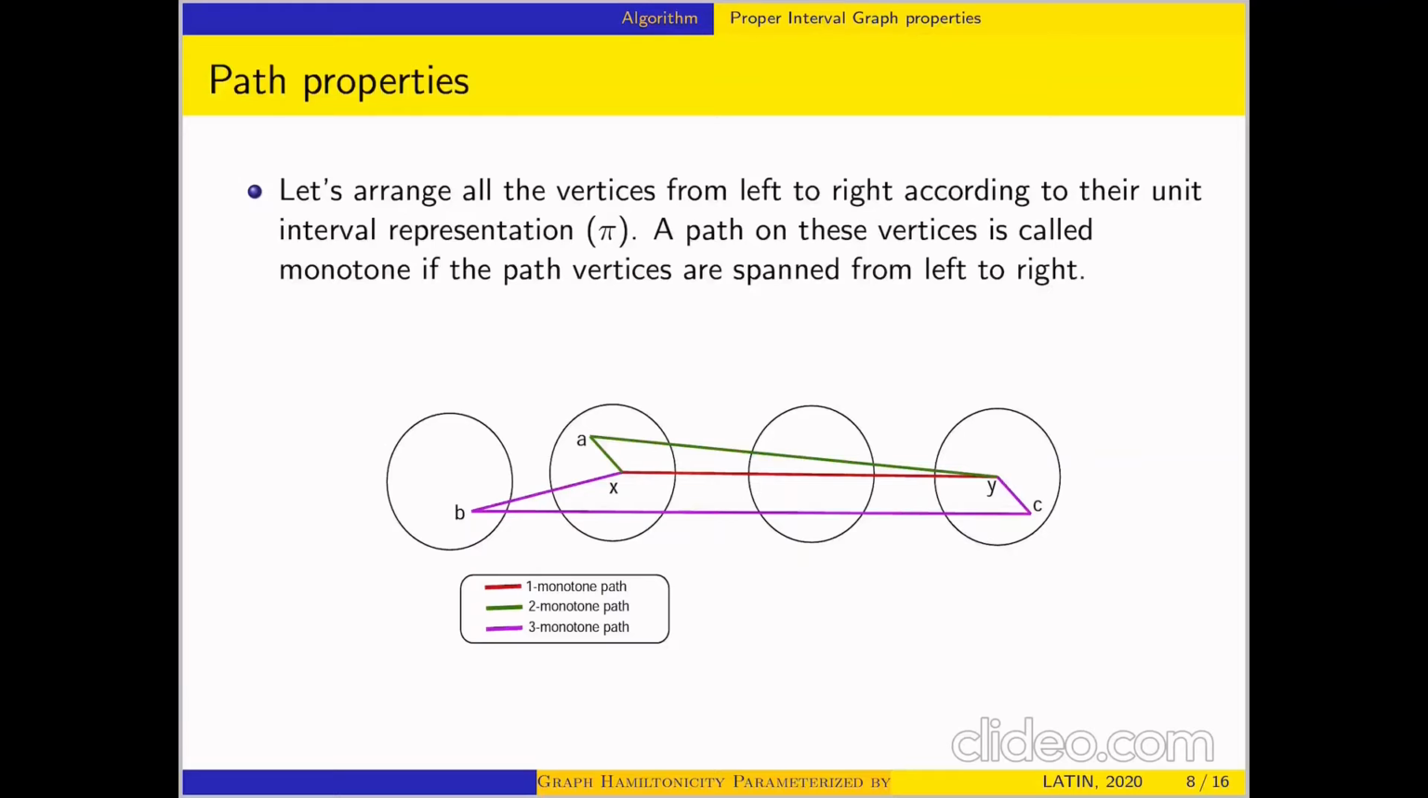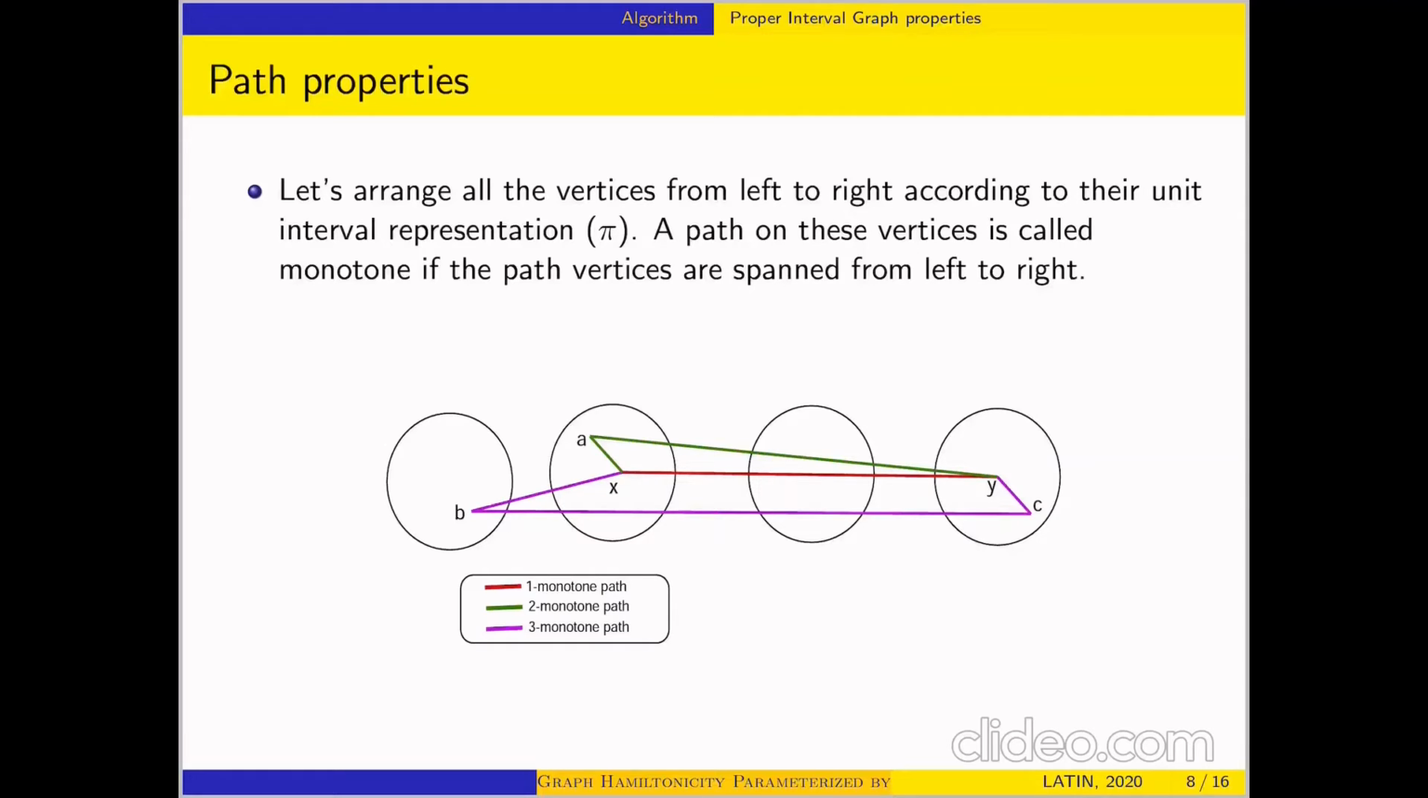Now the path properties in proper interval graphs. First, let us arrange all the vertices from left to right according to their unit interval representation, and we'll call this representation pi. A path on these vertices is called monotone if the path vertices are spanned from left to right. What do we mean by that? Look at this path from x to y, the red path. If we take any vertex v, then while traversing from x to y, all the vertices that come after v in this path have associated intervals to the right of the interval associated with the vertex v. So we'll call this red path a monotone path.